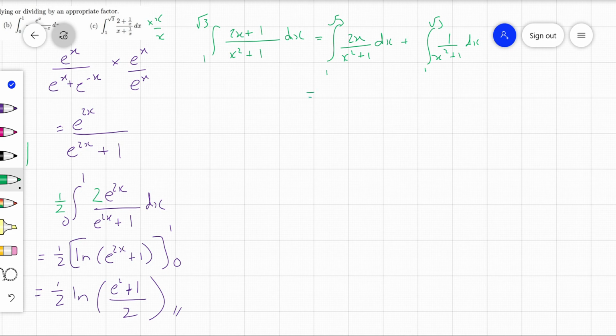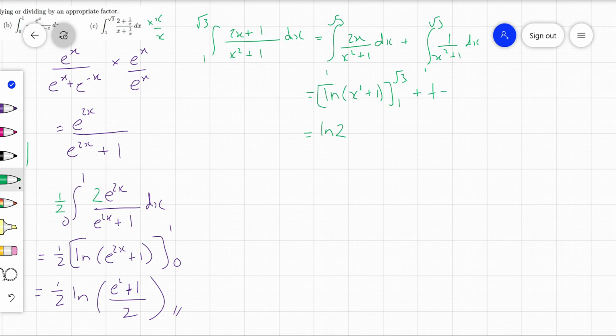All right, so the first one you will hopefully see is that because the derivative is on top, it's just a log, and we're doing it between 1 and square root 3. If I do that straight away, square root 3 squared is 3, so that's log 4. If I put 1 in, I get log 2. So log 4 on 2 is log 2. Hopefully that's okay. You've done lots of those.